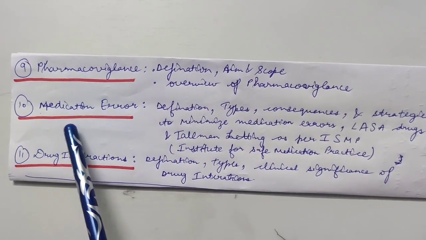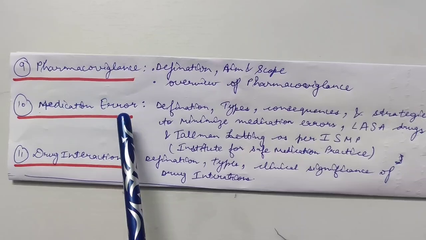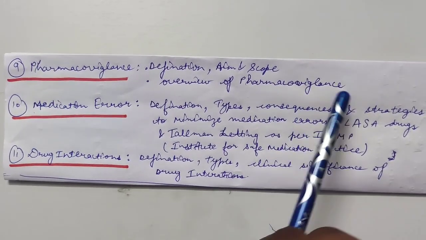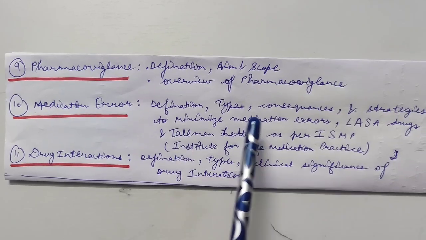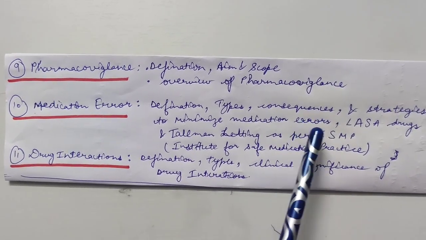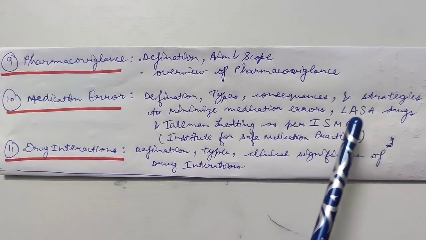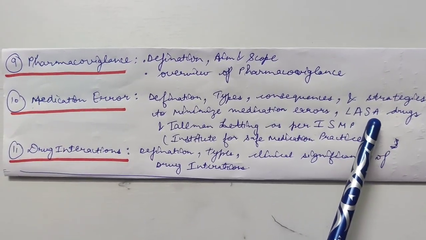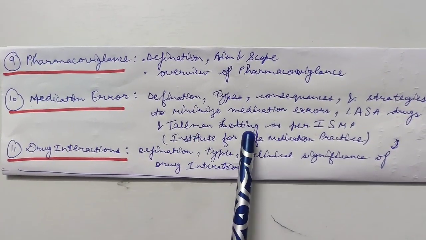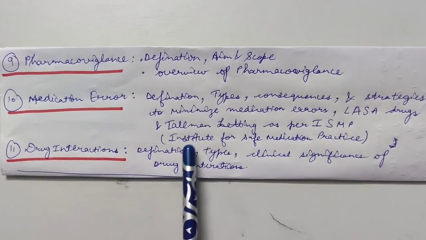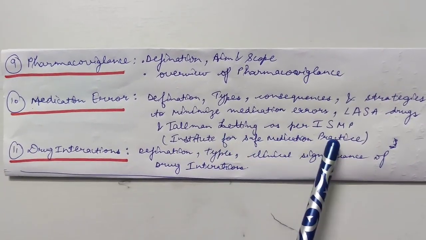Number 10th, medication errors. Definition, types of medication error, consequences and strategies to minimize medication error. How to minimize the medication errors. LASA drugs. LASA drugs is look alike, sound alike drugs. And Tall Man lettering as per ISMP. ISMP is Institute for Safe Medication Practices.